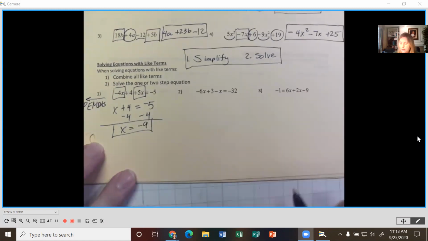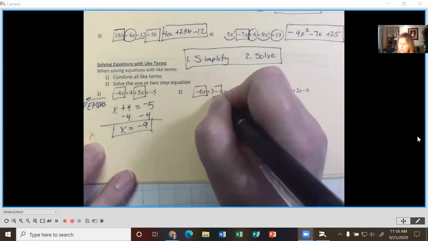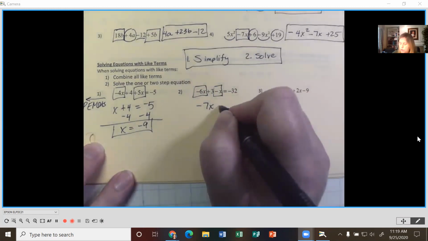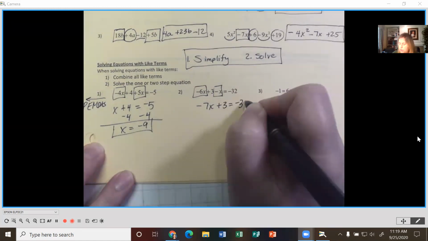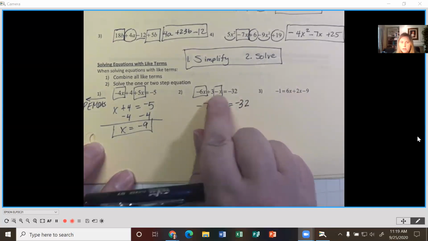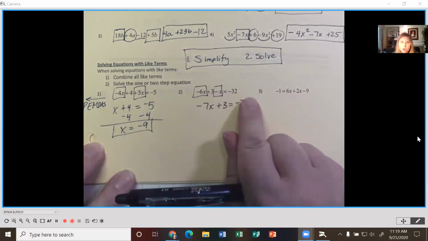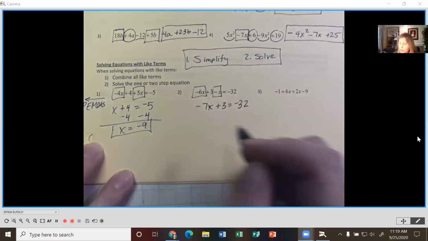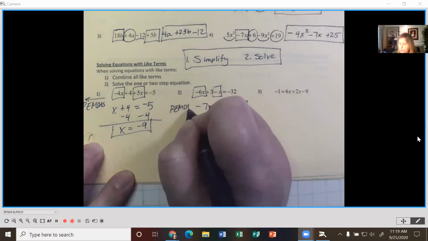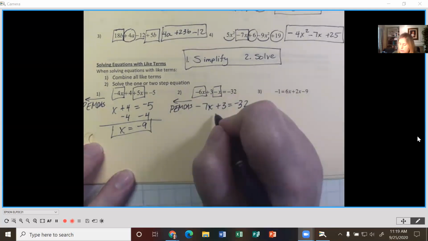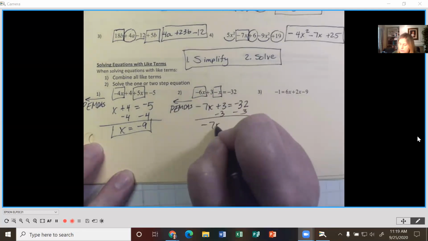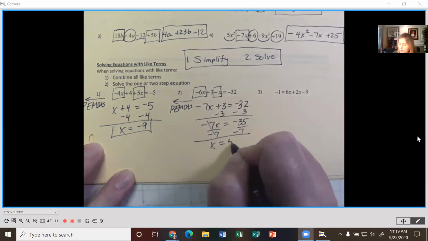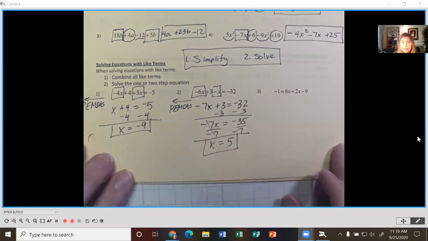Okay, number 2, we're going to combine like terms first. We have negative 6x and minus x, which is negative 7x. Bring down the plus 3 equals negative 32. So we've combined like terms on this side, and if there were like terms to combine on the right side, we would have done that as well. So the equation is simplified. Now we can do our solving, order of operations in reverse. Subtract 3 from each side, that gives you negative 7x equals negative 35, and then divide each side by negative 7. So you get x equals 5.